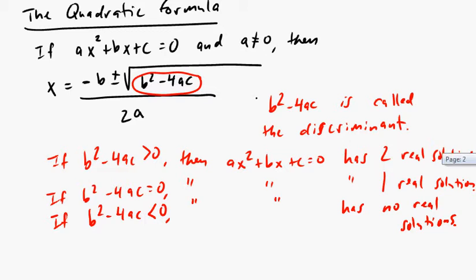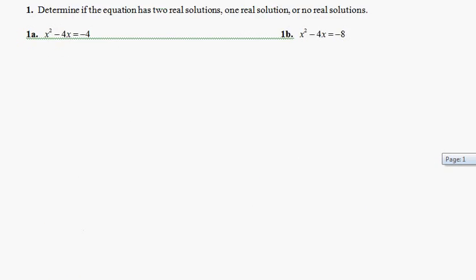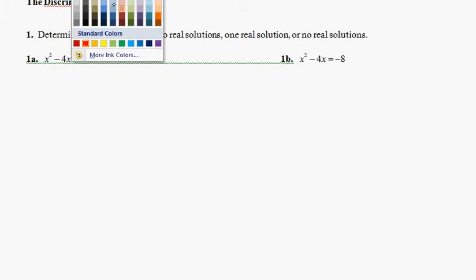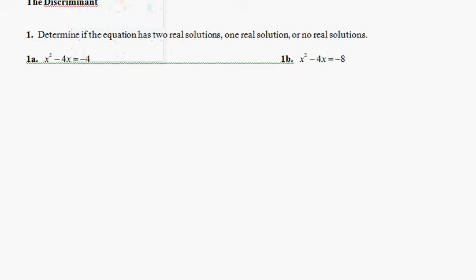Now, let's return to the three equations we were given, starting with the first. In order to apply the quadratic formula, the equation needs to be in the form ax squared plus bx plus c equals 0. The equation that we have in 1a is not in that form, so we have to add 4 to both sides of the equation in order to get this equation in this standard form.